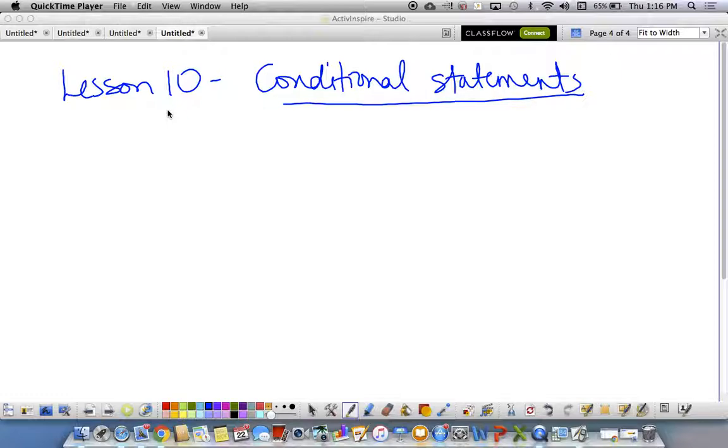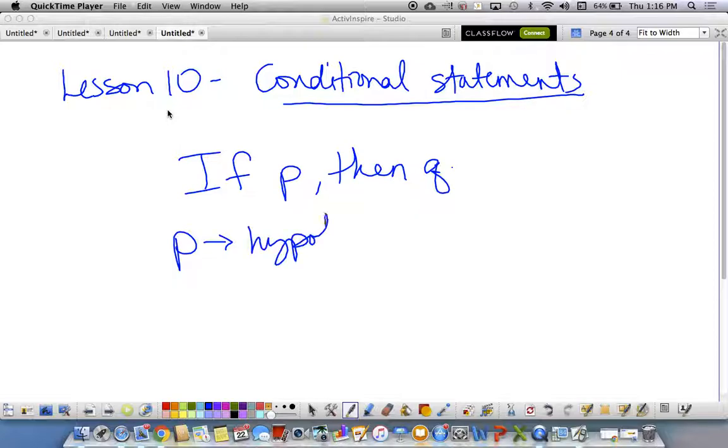A conditional statement is a statement in the form if P, then Q, where P is a hypothesis and Q is your conclusion. And you're thinking, this is not a lot of geometry. This is like a logic class.